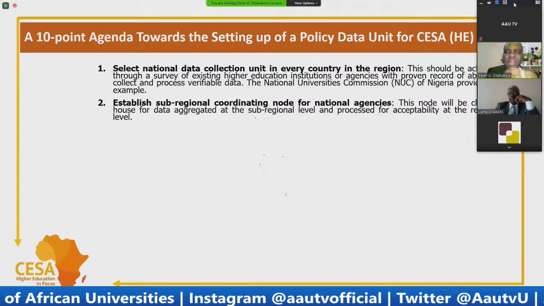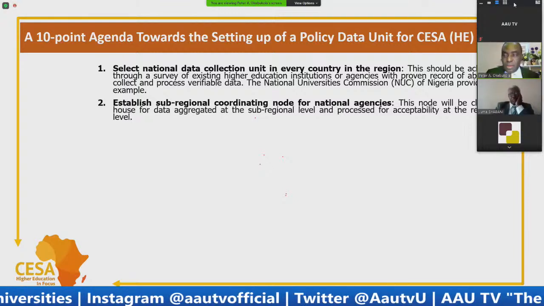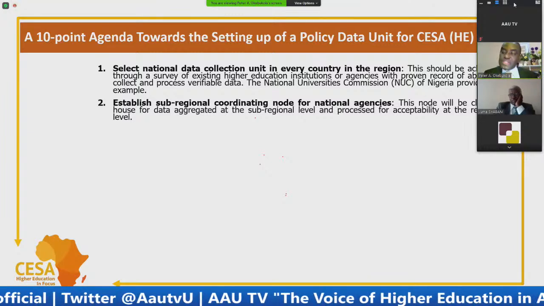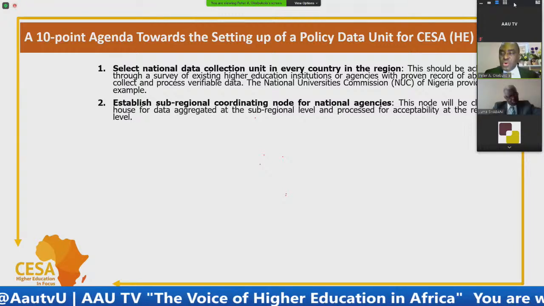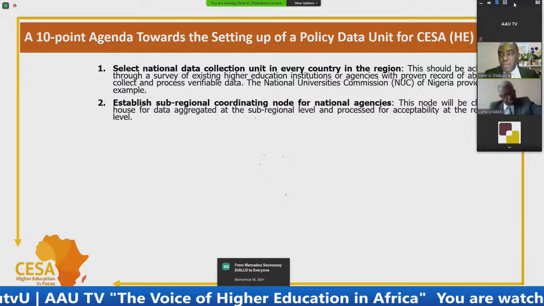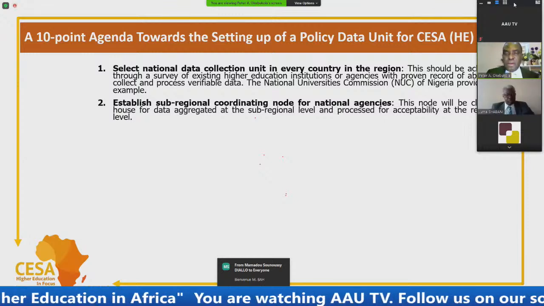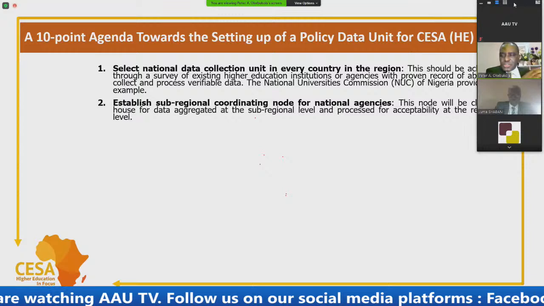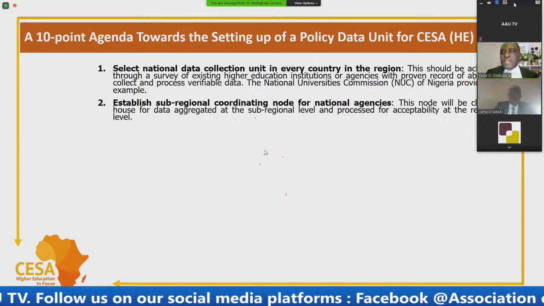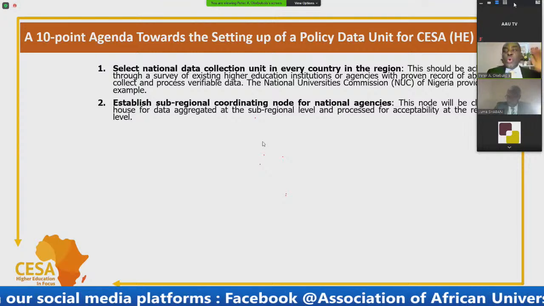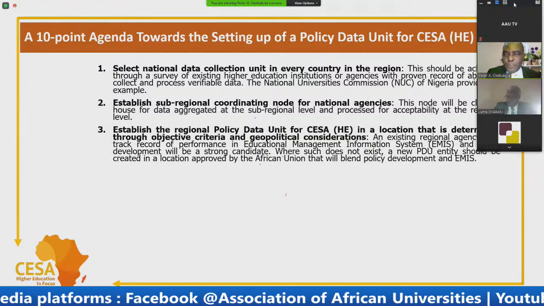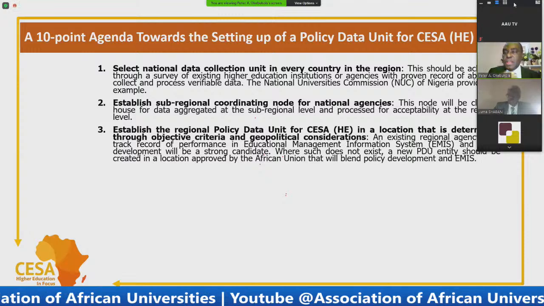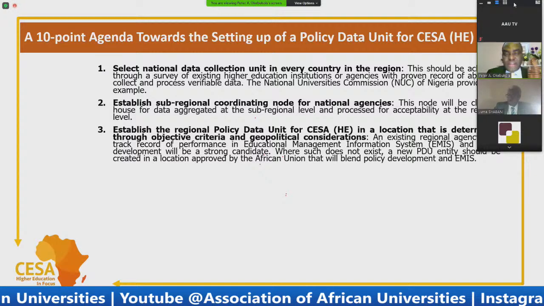After having the national level, we may have the sub-regional coordinating node for national agencies. In other words, for West Africa, we can get a coordinating node, maybe in Ghana or Sierra Leone, where the data that have been validated from the national level are transmitted, just like a clearinghouse at the sub-regional level. The data are aggregated and then processed for acceptability to the regional level, to the PDU. The PDU is established as a regional policy data unit in a location that is determined through objective criteria and geopolitical considerations.